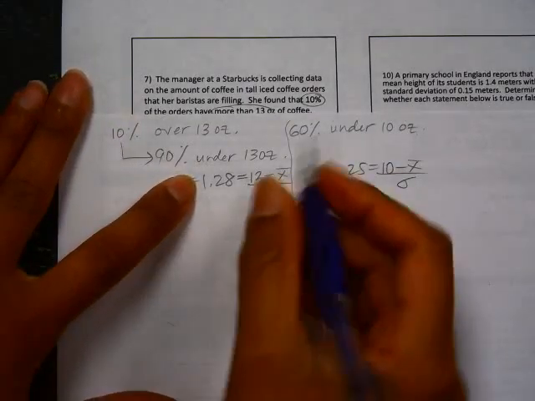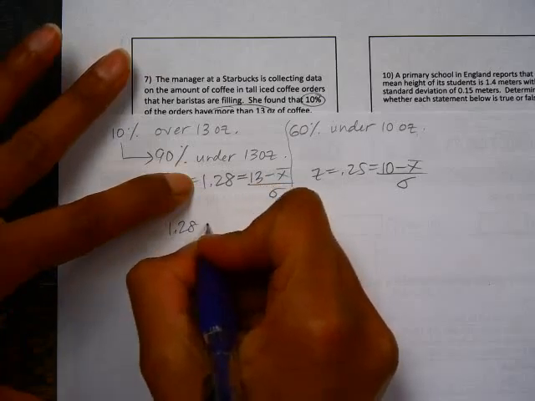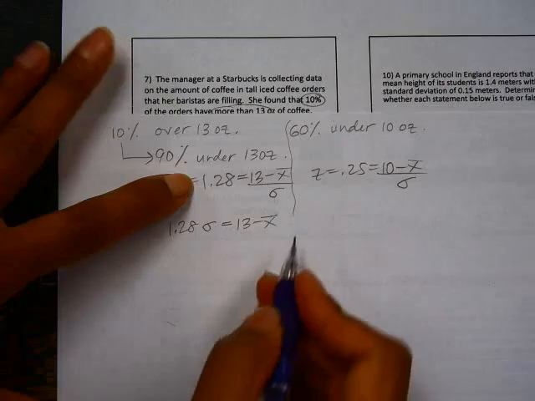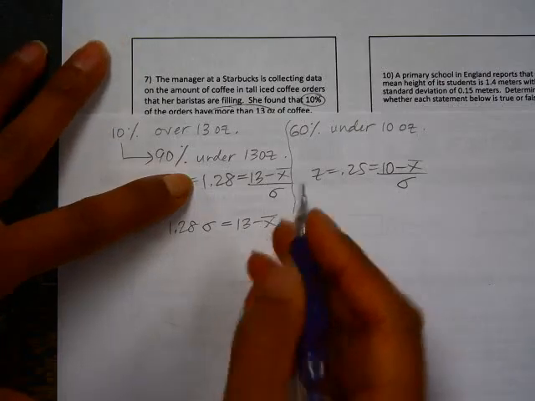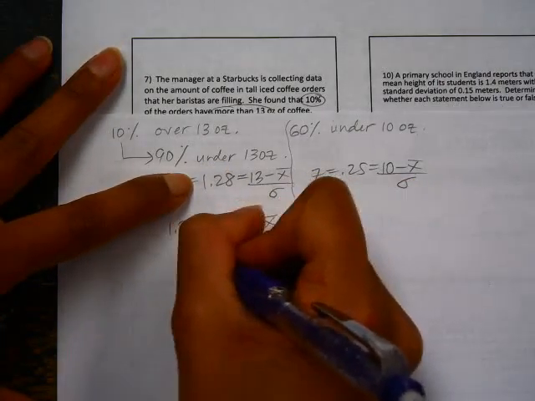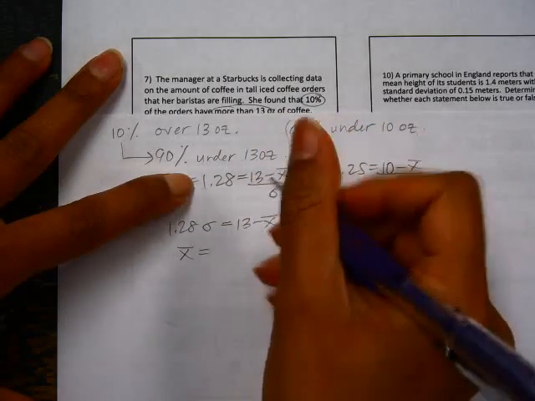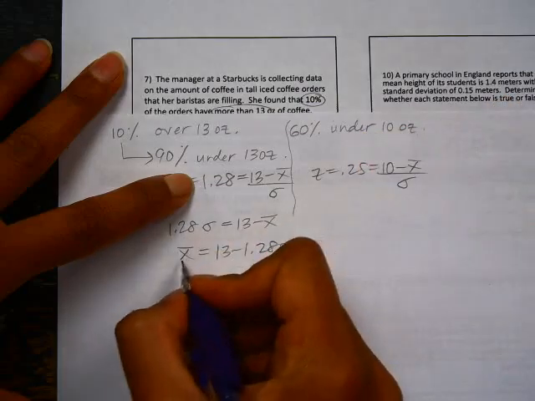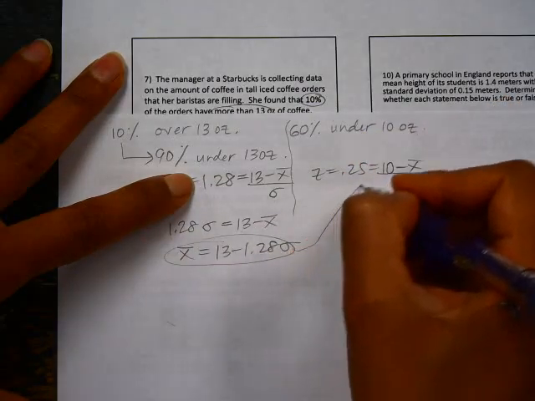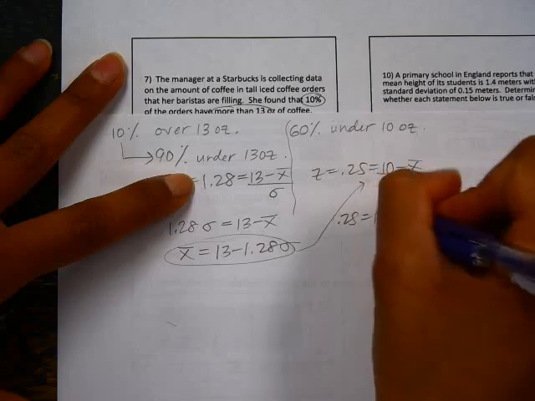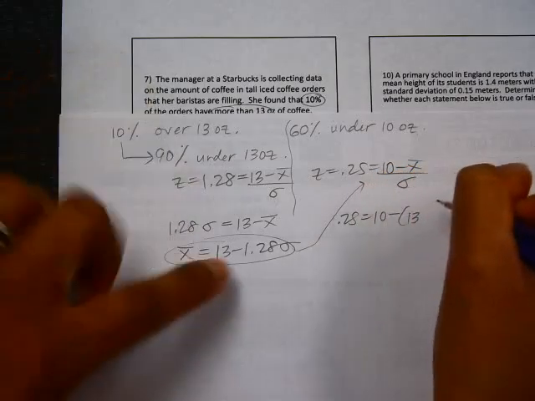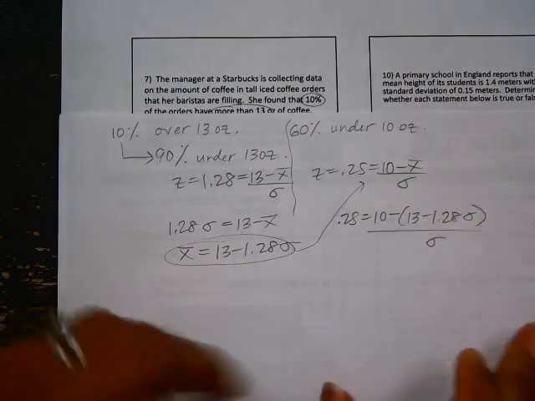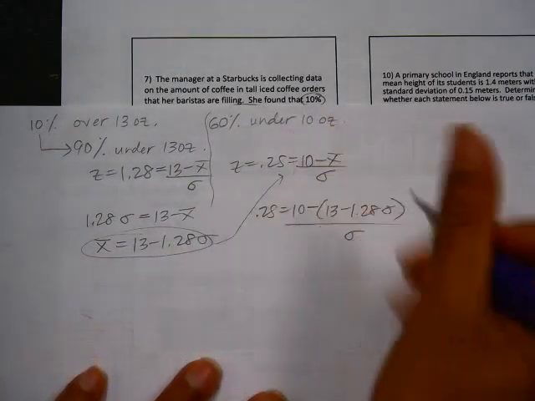So in this case, if we cross multiply, we get 1.28 sigma equals 13 minus x bar, which would make it pretty easy to isolate the x bar. So x bar equals 13 minus 1.28 sigma. If I take this and substitute it into here, this would be 0.25 equals 10 minus this expression divided by sigma.